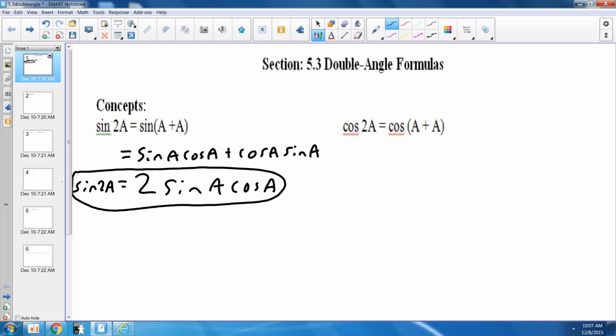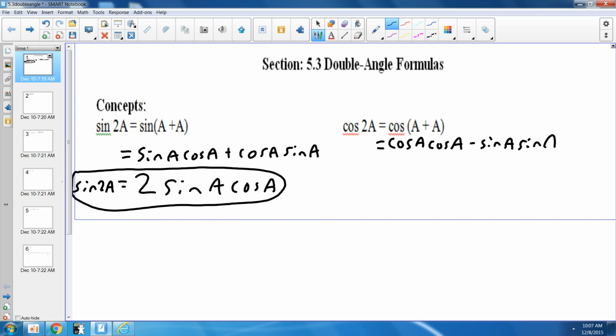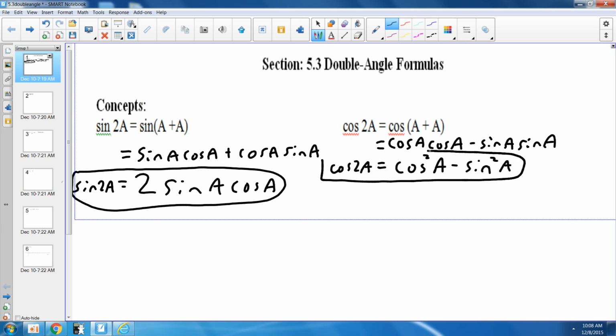It's the double angle identity for sine. Similarly, we can do this for the cosine of A plus A. When you substitute that in, you're going to get the cosine of A times the cosine of A minus the sine of A sine of A. This becomes cosine squared A minus sine squared A, which is one identity that you can use for the double angle cosine. But there are 2 other ones that you can use as well, and it just depends upon what problem you're working on to determine which identity you want to use.